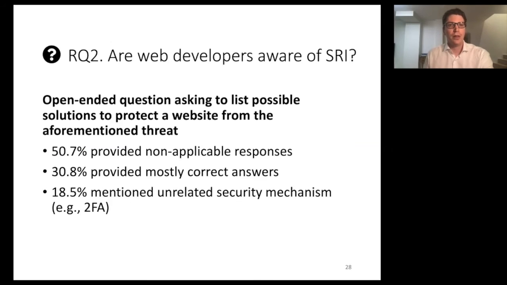For the second question, are web developers aware of SRI? We again asked an open-ended question asking to list the possible solutions to protect websites from the aforementioned threats. And here, 50% provided non-applicable responses. 30% provided mostly correct answers. Either they mentioned integrity verification mechanisms or the sub-resource integrity recommendation from the W3C. Finally, 18% mentioned unrelated security mechanisms such as two-factor authentication, which is a bit worrisome.